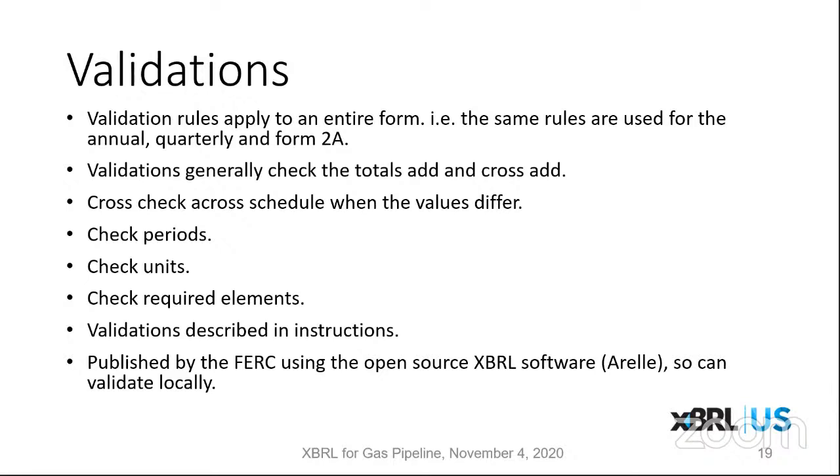That's just one set. They generally will check totals and they'll do both the adding down of a schedule plus adding across. So if it's got a roll forward, generally they'll apply to both of those. If you've got sequence tables, they'll add them all up and make sure they add to the total. They also include rules to check that the periods are correct, check the units are correct, and check that required elements are actually present in the filing.